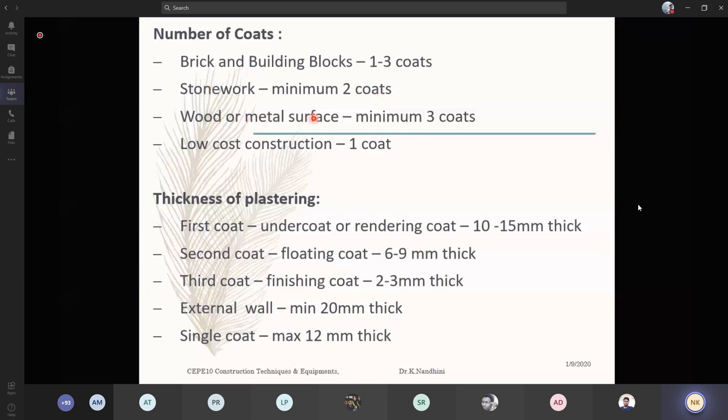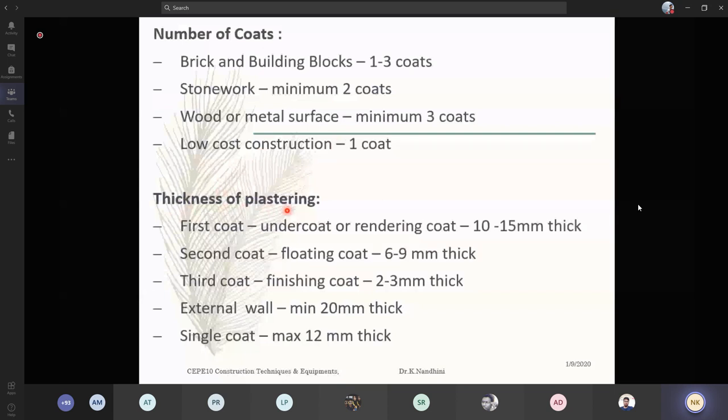For the wood or the metal surfaces, it will be a minimum of 3 coats, because with wood also you should be very careful in the rainy season. You will be finding wood a little bulgy. For the metal surface, it should not be exposed to any corrosion. So we go for three layers of coats. And for the low cost construction, you go only for 1 coat.